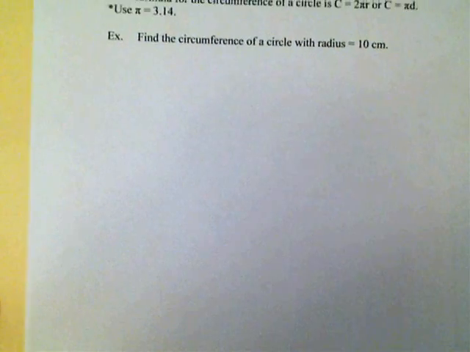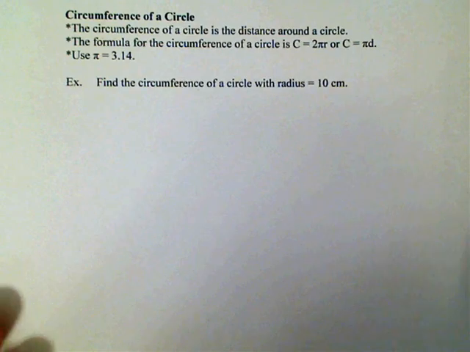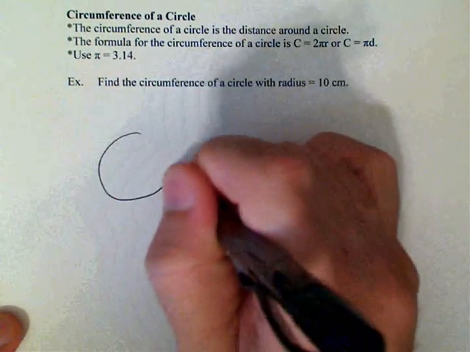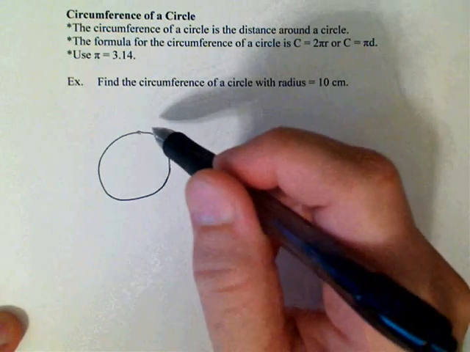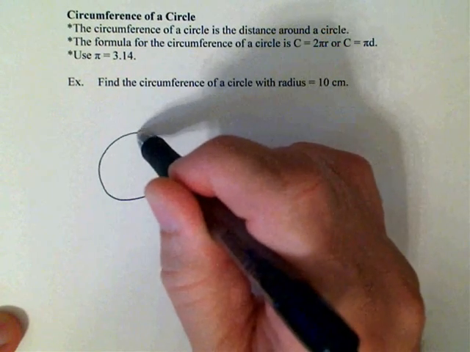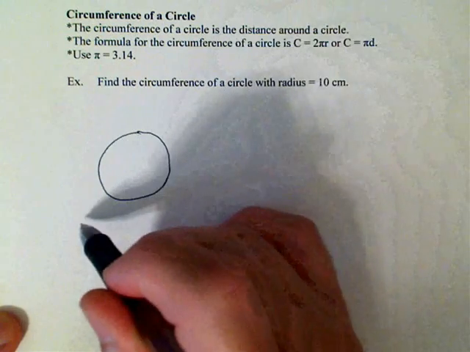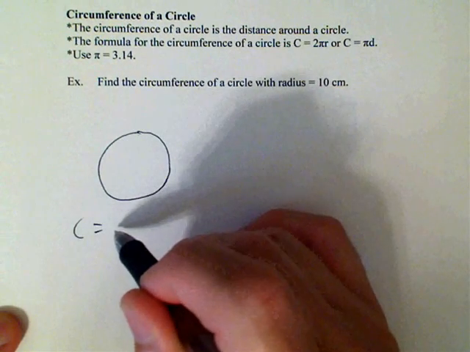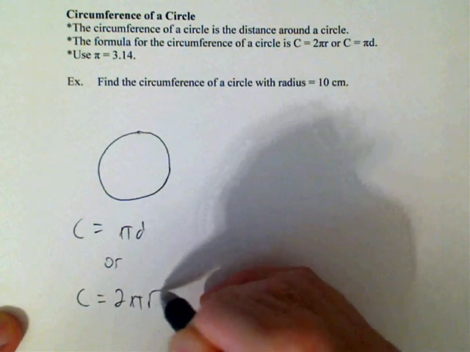Now, one of the main applications that we're going to consider when it comes to multiplying decimals is the circumference of a circle. Let's talk about a circle for a second. Circumference is the distance around. So if you have a circle and I ask you for the circumference, I'm asking you for this distance all the way around back to the starting point. That's called circumference. There's 2 main formulas to use. C equals pi d, or C equals 2 pi r. Now you need to understand what these variables are.